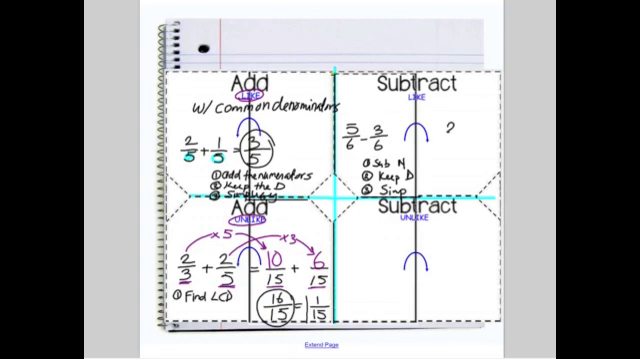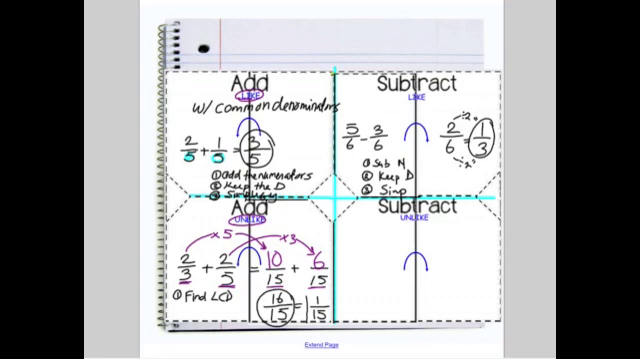5 minus 3 is 2 over 6, which can be simplified to 1/3. The way I simplify this expression is that I know 2 and 6 have a common factor of 2. So I divided both of those numbers by 2 and got the simplified version of this expression, which is 1/3.